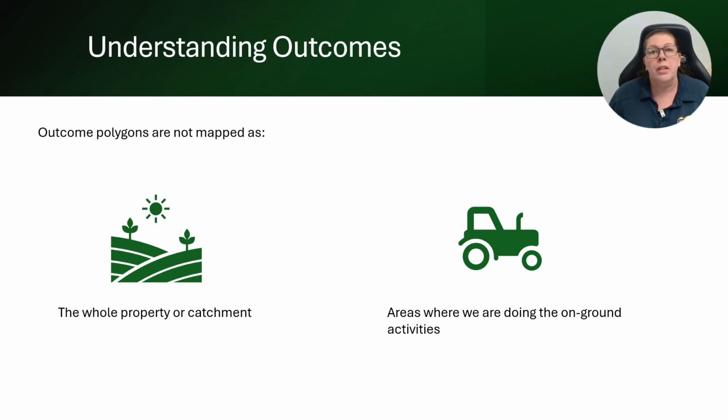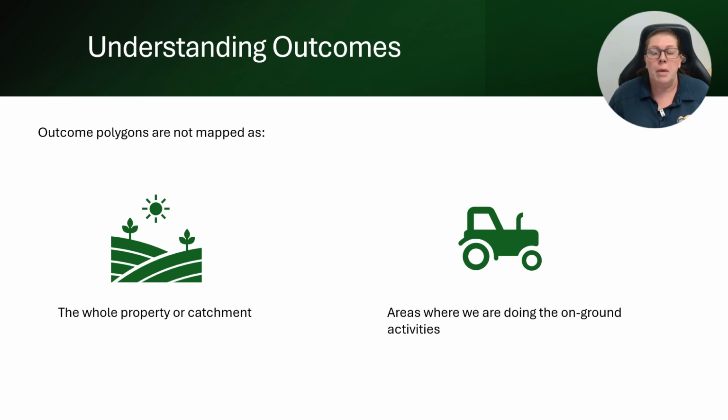Unlike some of the mapping that you might have done for other projects, in the SWIF, we do not map the entire property or catchment. It's very unlikely that we're going to be creating measurable change on that scale, or that we'd be able to conduct sufficient monitoring on that scale to show the change. The SWIF requires that we're very clear about exactly where we're trying to create the change and that we'll be able to measure that change.